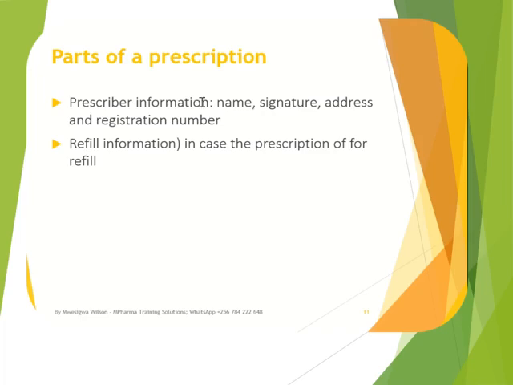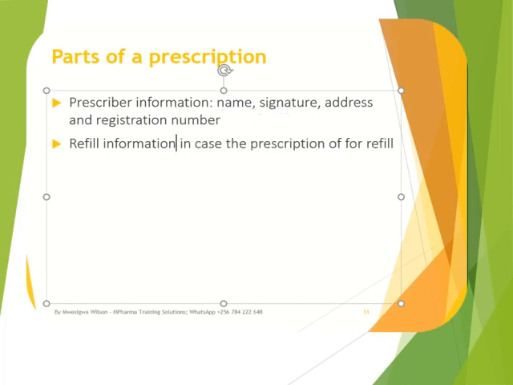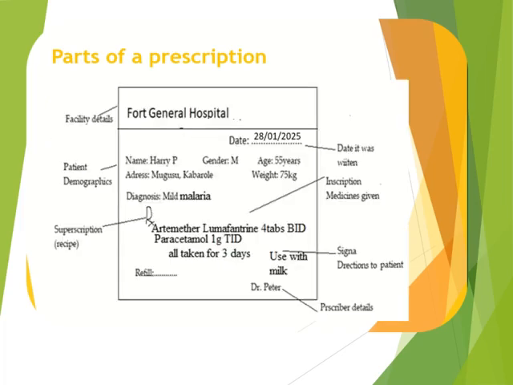Prescriber information: the name, the address, and even others could give you the phone number. That's important. And refill information, if the prescriptions are for refill or are supposed to be reused, because some prescriptions can be reused over and over, especially for chronic conditions. However, in others, they are supposed to be dispensed that time and not reused. That's why I always tick the amount of medication given.